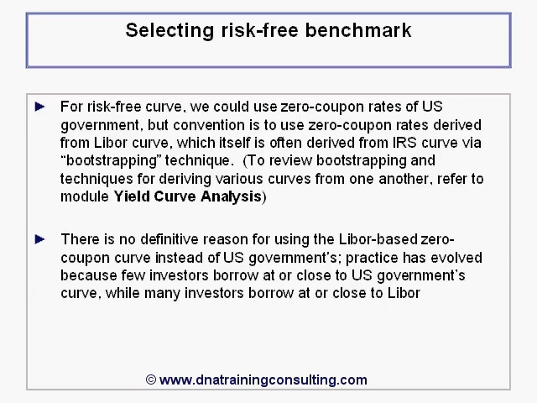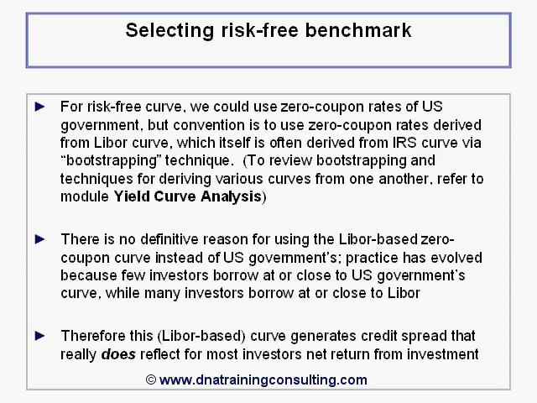There is no definitive reason for using the LIBOR-based zero coupon curve instead of the US government's. This practice has evolved in recognition of the reality that few investors borrow at the US government's curve, or even close to it, while many investors do borrow at LIBOR or close to that. And therefore, using this latter curve will enable us to calculate a credit spread that really does reflect what is, for most investors, the net return from the investment that they can achieve.